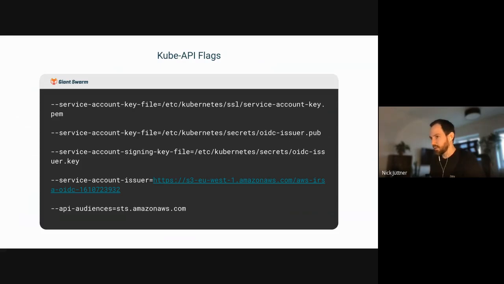And then you have the service account signing key, which has to stick with the OIDC, as I said. Then you have to pass the service account issuer, which is your bucket, and the API audiences, to say, okay, you want to use assume roles from Amazon.